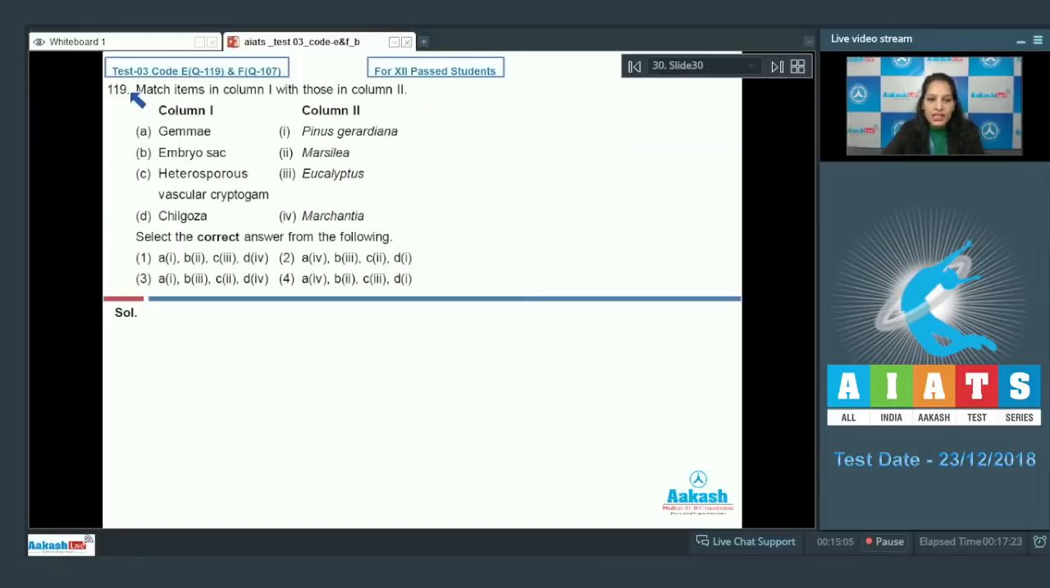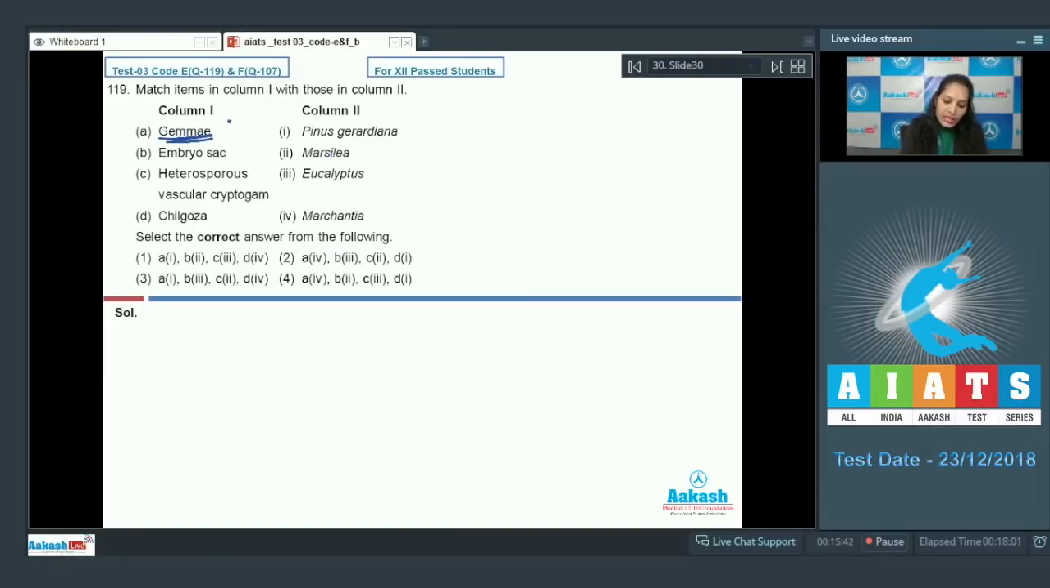Question number 119. Match items in column 1 with those in column 2. Column 1 is given here and this is column 2. A. Gemmae, Pinus gerardiana. B. Embryo sac, Mycelia. C. Heterosporous vascular cryptogam, Eucalyptus. D. Chilgoza, Marchantia. Select the correct answer from the following. You have to match the items in column 1 to column 2 and then choose the correct option.